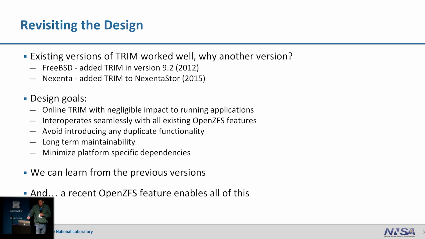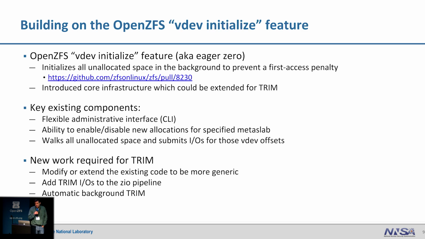So these are all good things to strive for, but why didn't it happen until now? The reason it happened now, and it was much easier, is because of a recent OpenZFS feature that got added. In the 0.8 release, VDEV initialize got added as a feature, also known as eager zero. Anybody here familiar with VDEV initialize? Do they use it? Oh, good. This is the right crowd.